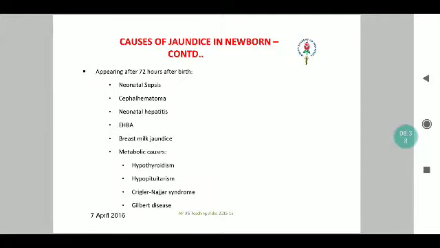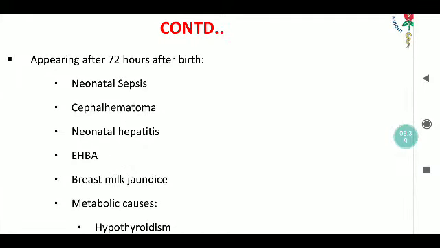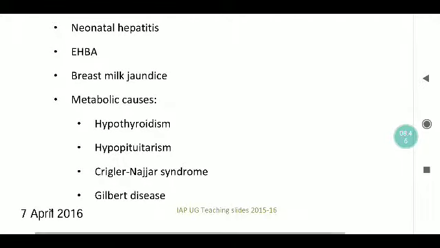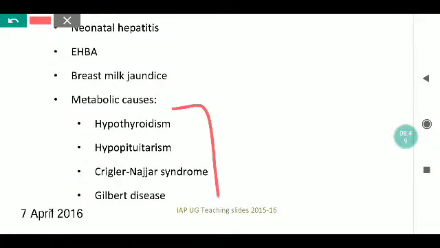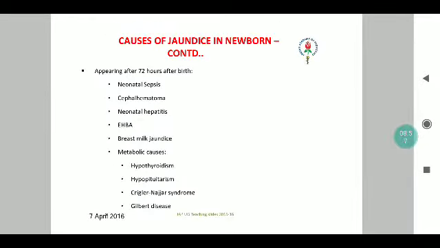Increased enterohepatic circulation is also seen in intestinal obstruction, and these are the common causes up to 72 hours of life. Now, post 72 hours of life, it still can be a physiological jaundice, but other causes do need to be ruled out, such as neonatal sepsis, cephalhematoma again, neonatal hepatitis, extrahepatic biliary atresia, and breast milk jaundice. Apart from this, by day 3 of life, we do need to rule out other metabolic causes like hypothyroidism, hypopituitarism, Crigler-Najjar syndrome, and Gilbert disease. What I listed out here were the causes of neonatal jaundice beyond 72 hours of life.